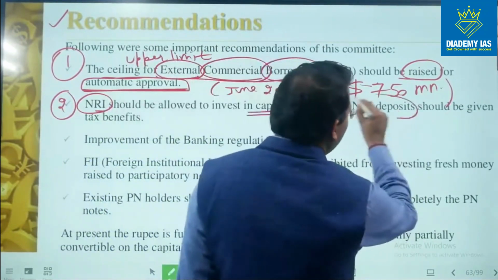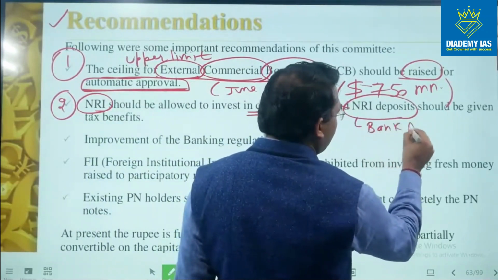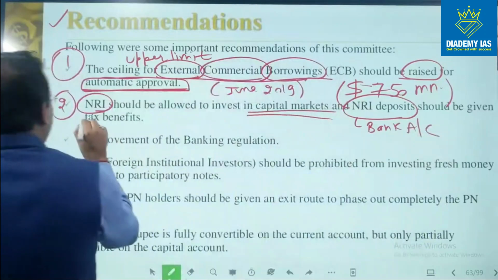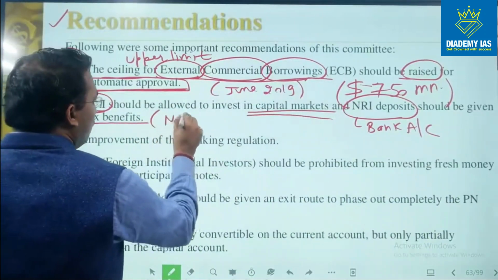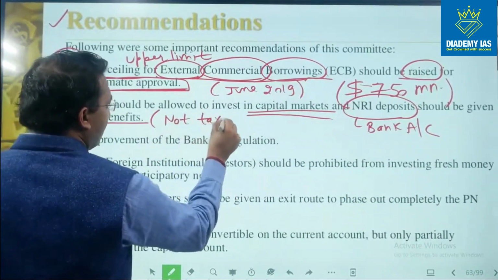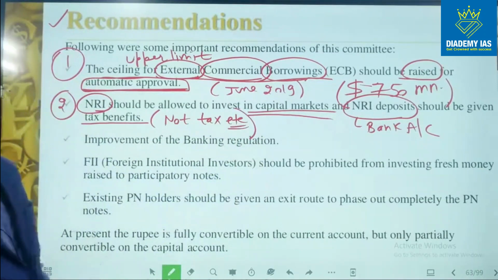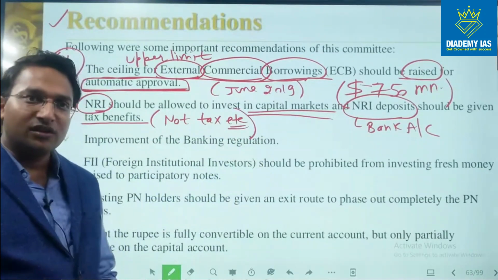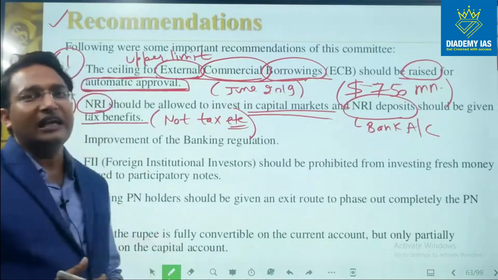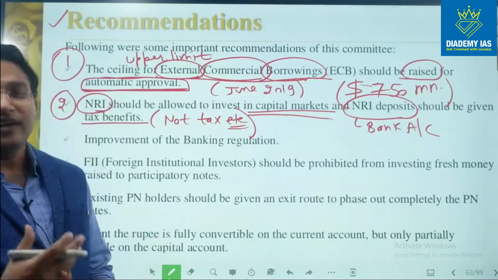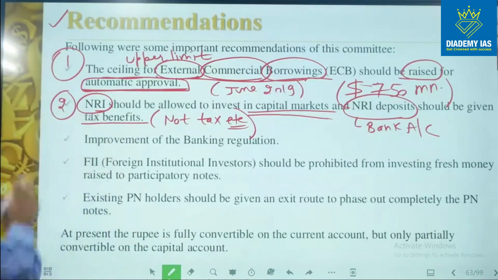NRI deposits, that means the deposits into the bank accounts, should be given tax benefits. Tax benefits means there should be no tax on the interest amount, etc. Right? So as much as possible, we should give them tax relaxation so that they deposit their money into India's bank accounts, and we can get more and more foreign exchange, right? So this is the second recommendation.